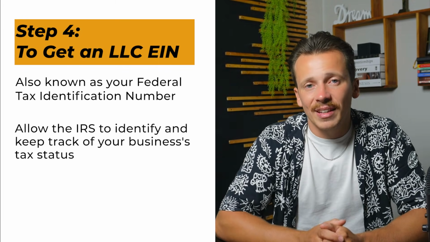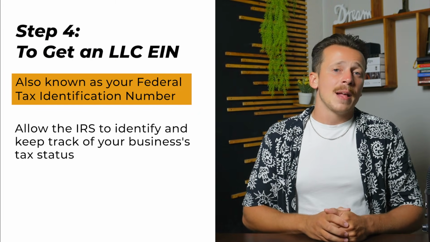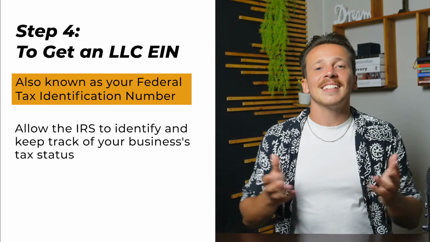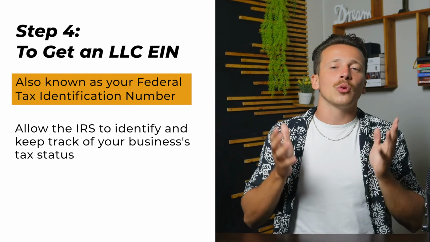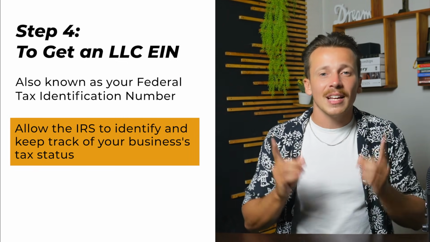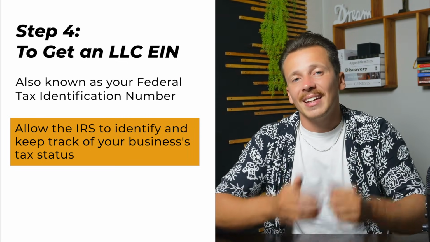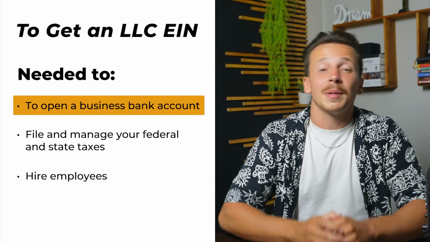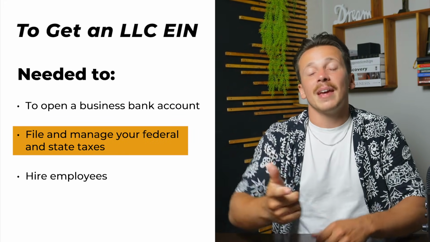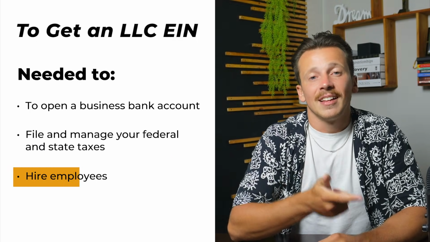Step number 4 is to get an LLC EIN. This is also known as your Federal Tax Identification Number. Think of it as a social security number for your business. And this is going to allow the IRS to identify and keep track of your business's tax status. You will need this number to open up a business bank account, to file and manage your federal and state taxes, as well as hire employees. This is very easy. You'll simply fill out a form online, and we will link to that down below as well.